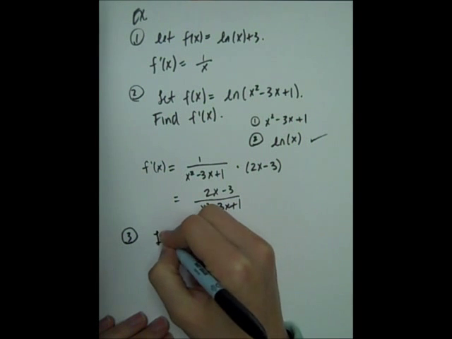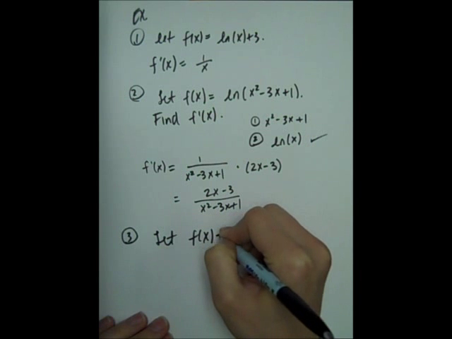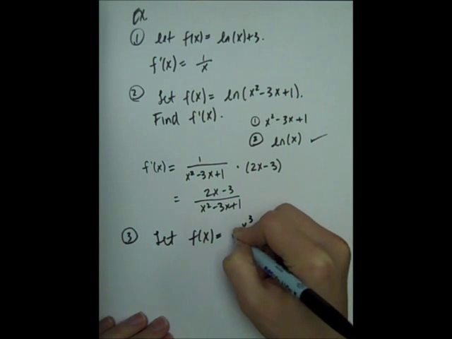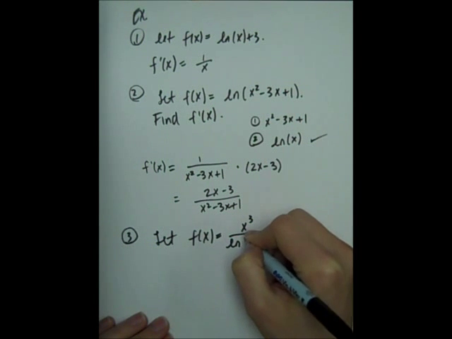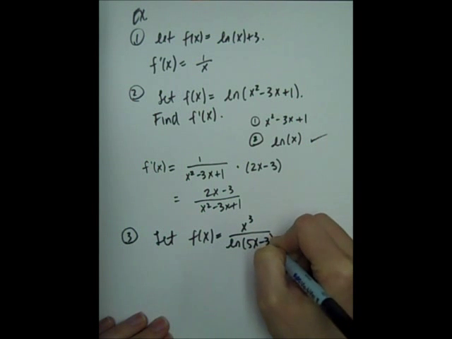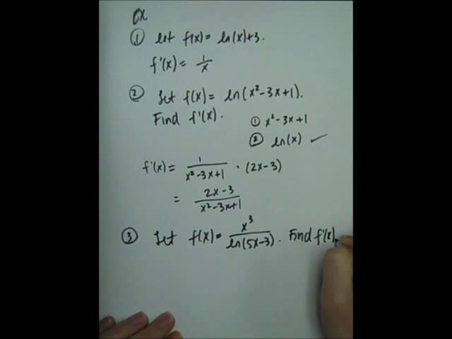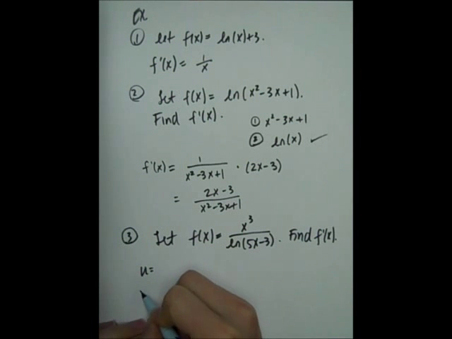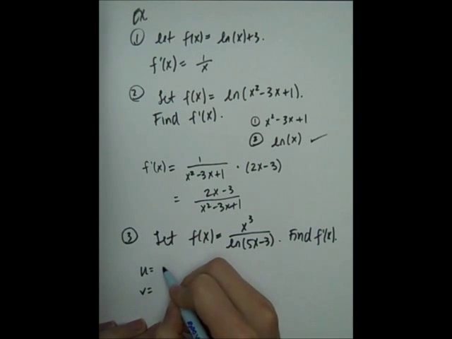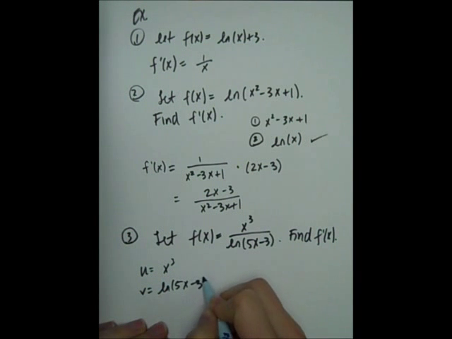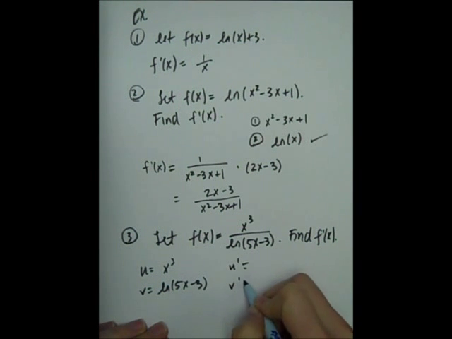How about, let f of x be x cubed over natural log of 5x minus 3. Let's find f prime of x. So I have x cubed divided by something, so this is a quotient, so I'm going to need a u and a v. u is always the numerator, v is always the denominator. Now I just have to find u prime and v prime.